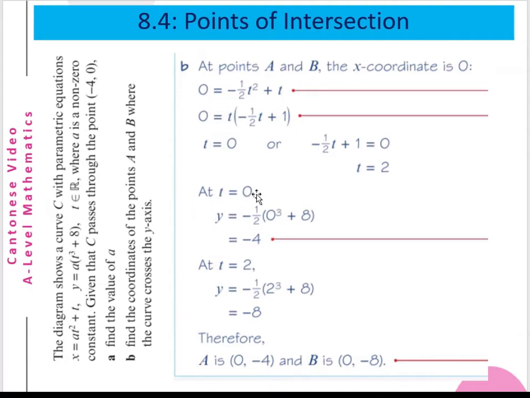We put t equal to 0 into the y equation, y equals -1/2 multiplied by 0 cubed plus 8, which equals -4. And with t equal to 2, y equals -8. Therefore, we have A equal to (0, -4) and B equal to (0, -8), because x is always equal to 0 when the curve is cutting the y-axis. So we got two points here, with -4 and -8 for the y.